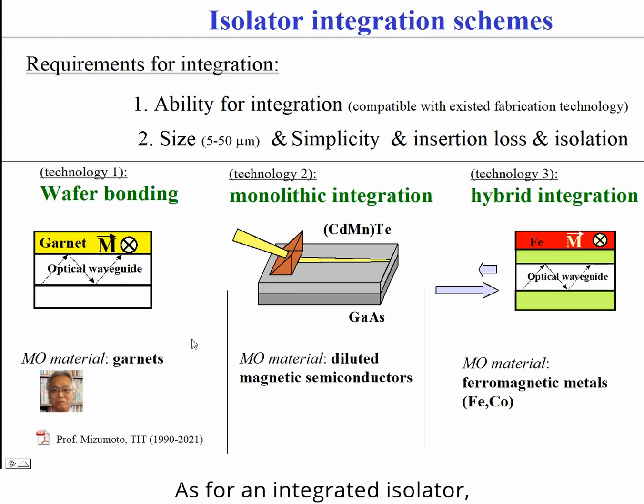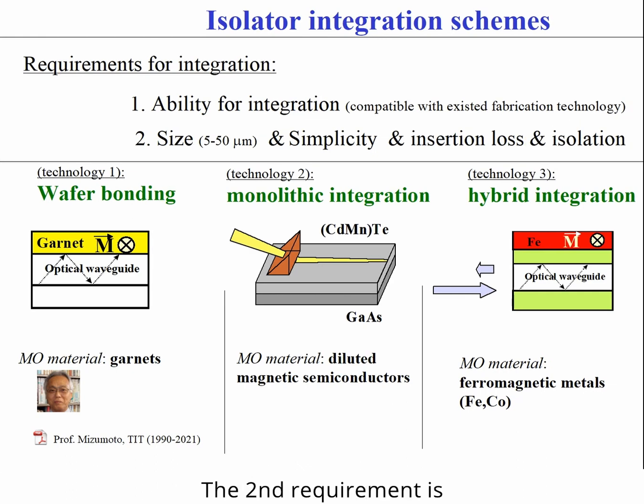As for the integrated isolator, there are two major requirements for it. The first requirement is the ability for integration. It means that the isolator fabrication technology should be well compatible with the already existing fabrication technology of the photonic integrated circuits. It has no meaning to fabricate a standalone integrated isolator.